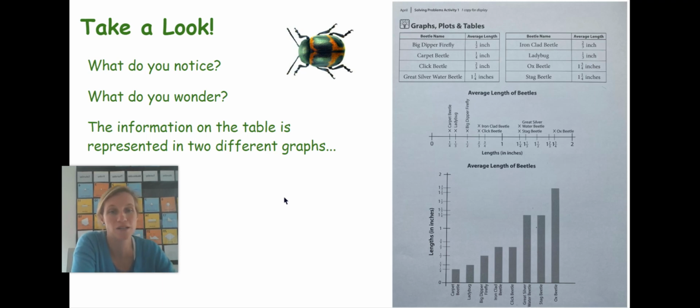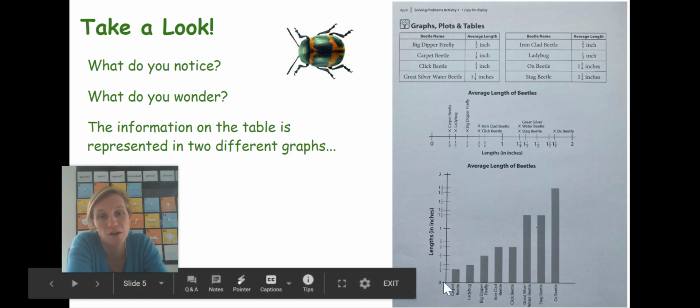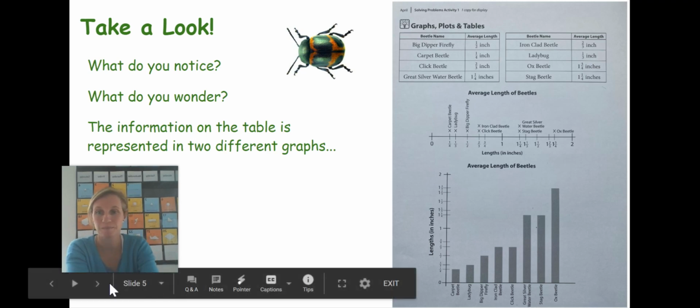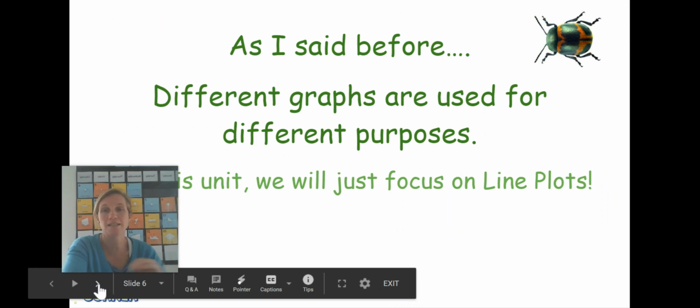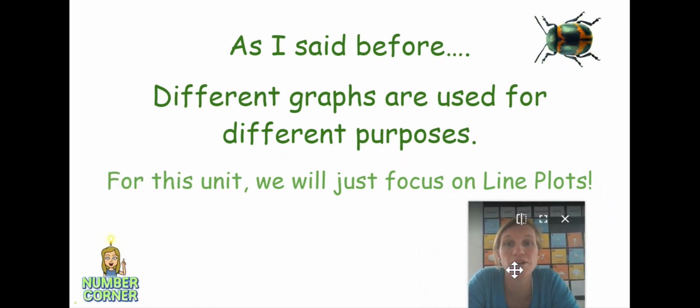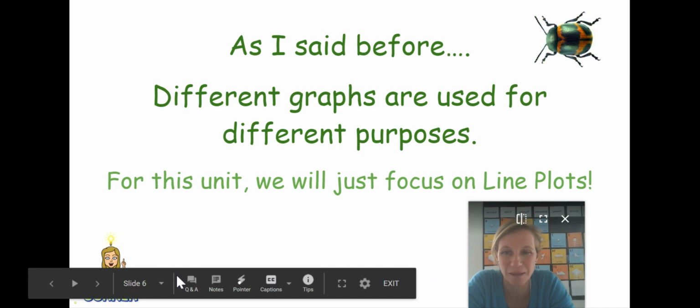The line plot is also, in my opinion, really easy to compare the information, but some of you may prefer the bar graph. It's very easy for you to take a snapshot of the beetles and their average lengths. As I said before, different graphs are used for different purposes. And for this unit, we're just going to focus on line plots.